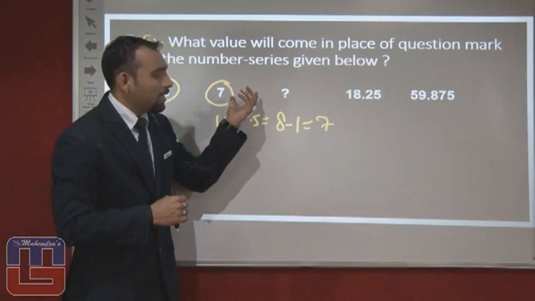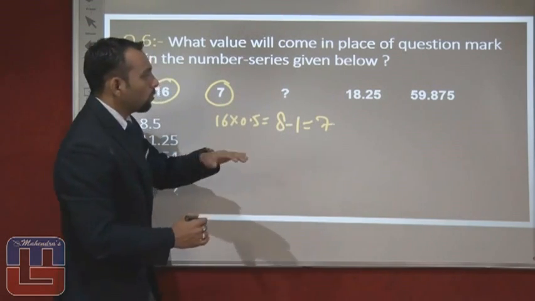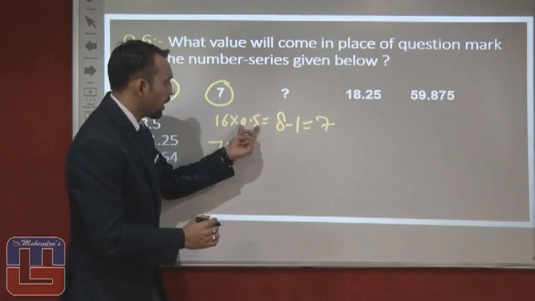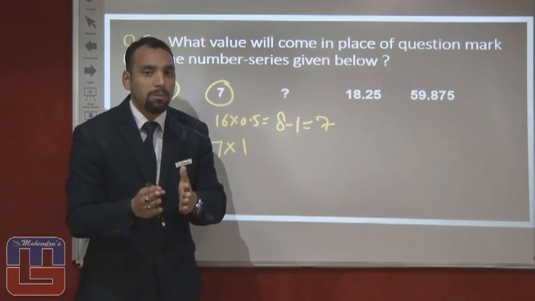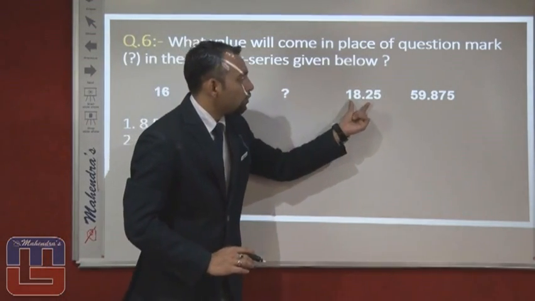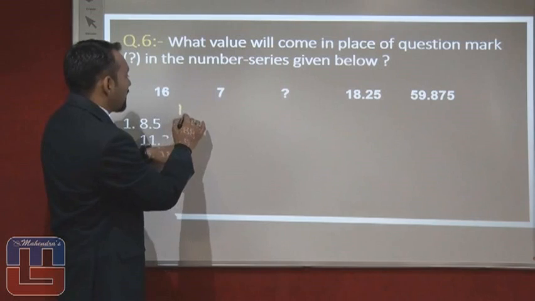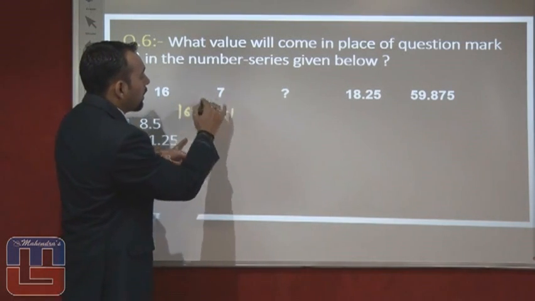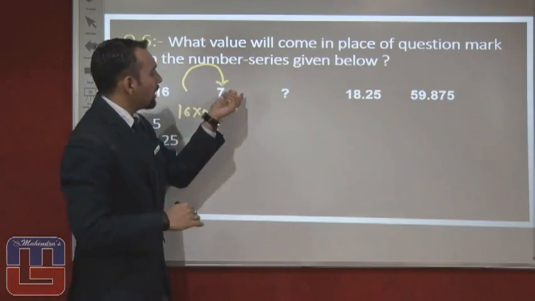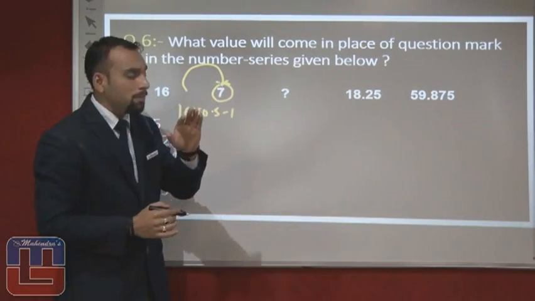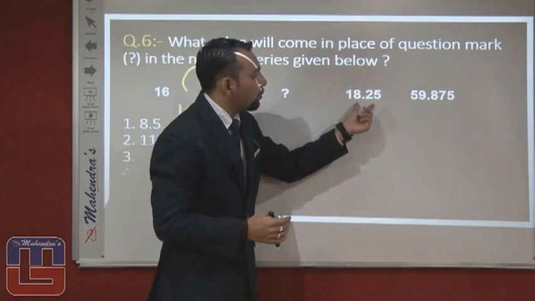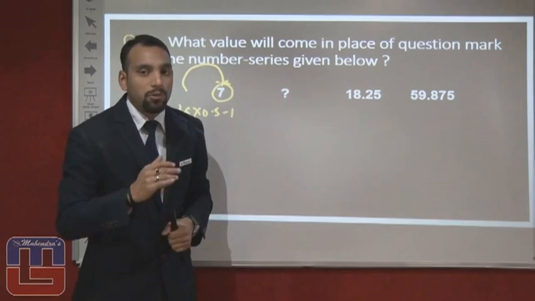Now follow the same in the next one. So what will we do now? 7 multiplied by 0.5. It may be a 1 or it may be 1.5. We are not sure. So what will we do? We will follow the same from this one to this one. Now see, this is 16 into 0.5 minus 1, then we get 7. We don't know what is the multiplication of 7. It may be 1 or it may be 1.5. So now see, this is 18.25 and this is 59.875.